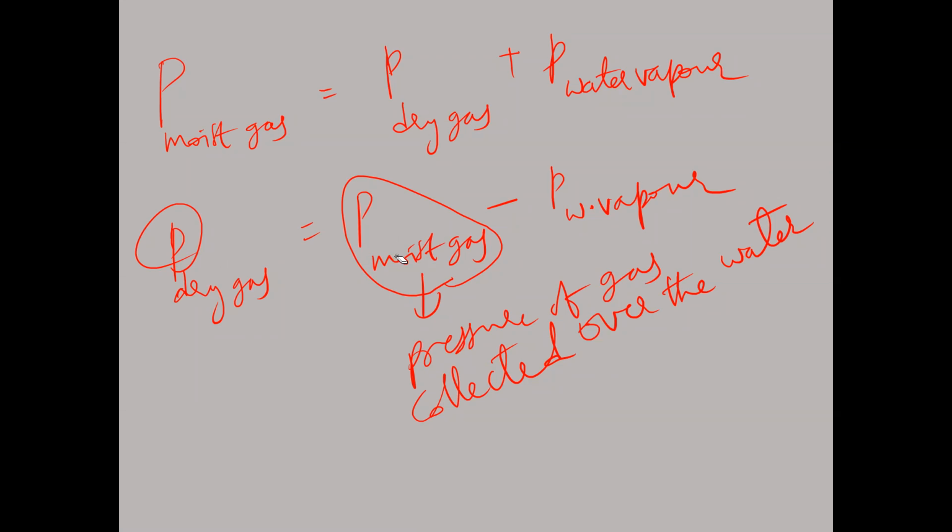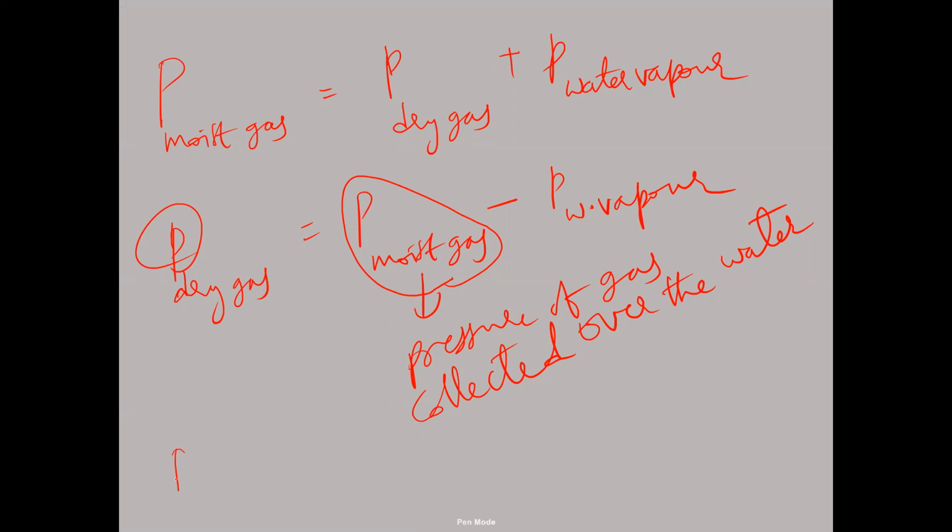They will not use the term moist gas in the numerical problem. They say that some gas is collected above the surface of water, or the gas is collected over the water, whose pressure will be given. That is the pressure of moist gas. From this pressure of moist gas, what do we have to subtract? The pressure of water vapor. This pressure of water vapor is nothing but aqueous tension.